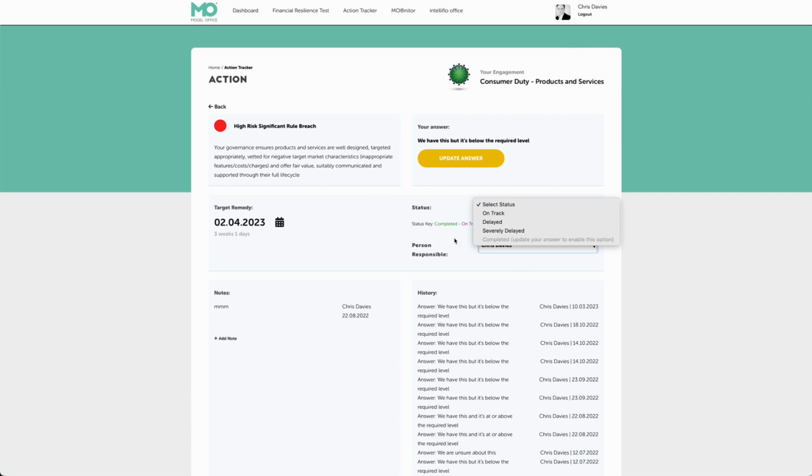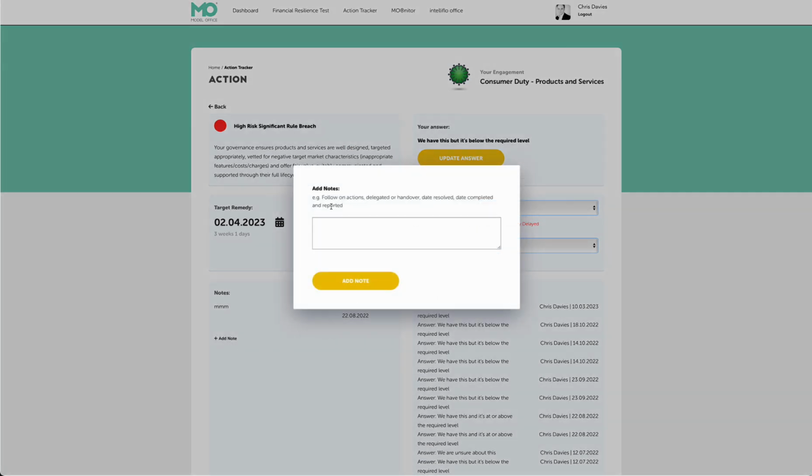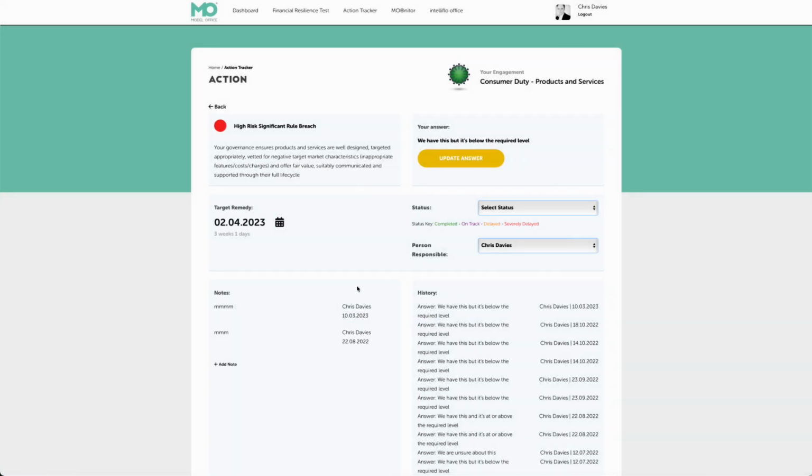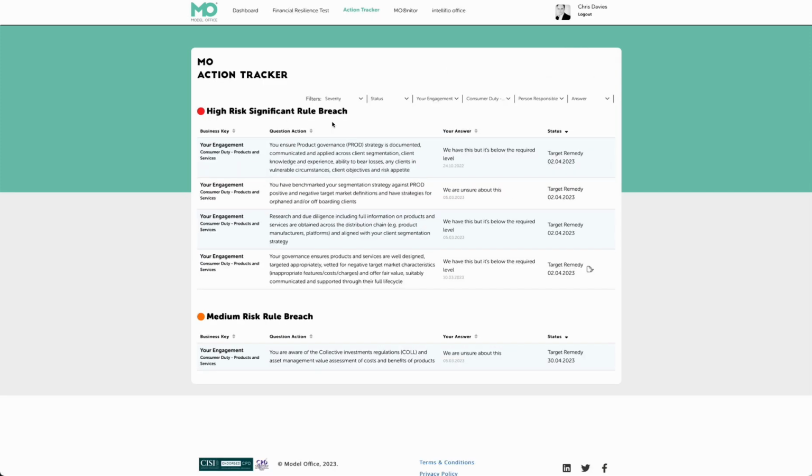I can't complete this until we've got this to the right level and you've got the most senior person in there. And you can also add notes in here. And on the enterprise version, as well as adding a note into the system, you can drag and drop relevant files in here. So again, it's creating that audit trail for you as a business as you move through.